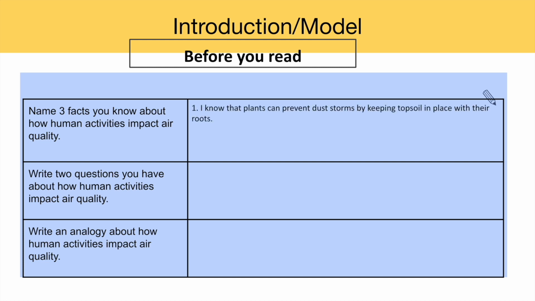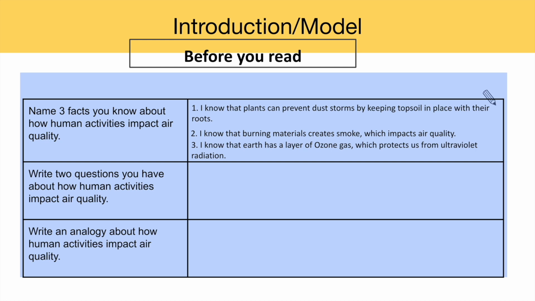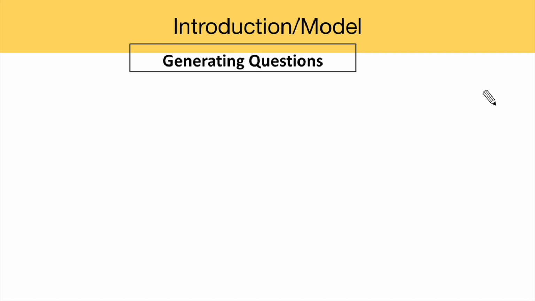First, I know that the plants can prevent dust storms by keeping topsoil in place with their roots. Two, I also know that burning materials creates smoke, which impacts air quality. And three, I know that the Earth has a layer of ozone gas which protects us from ultraviolet radiation.